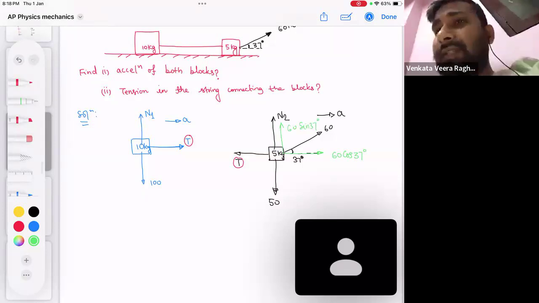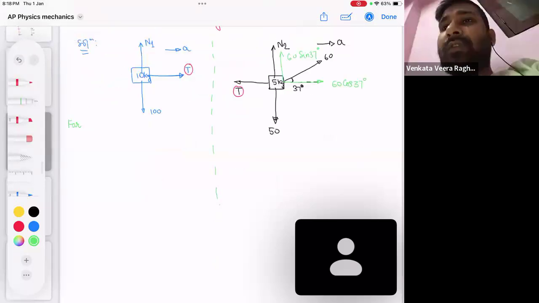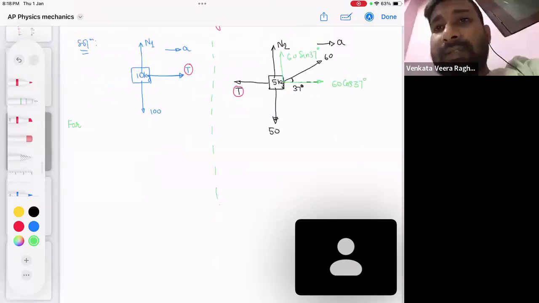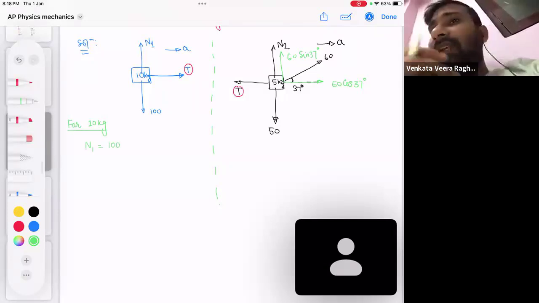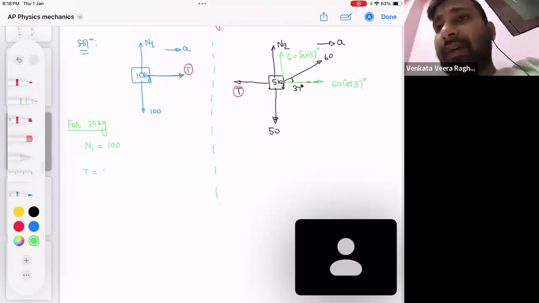Actually, let's write the equation now for both the blocks. For the 10 kg block, what equation will you write? N1 should be equal to 100, the equilibrium condition in the vertical direction, because vertically this block is not moving; the block is only moving along the horizontal plane. Next, tension is the horizontal force, that should be mass into acceleration. Is the first equation clear?